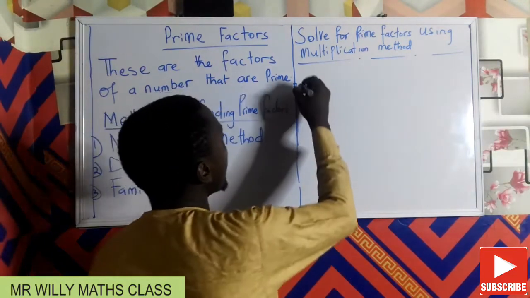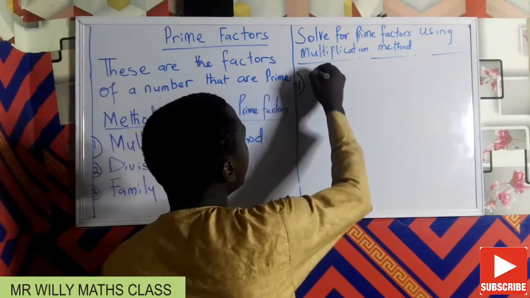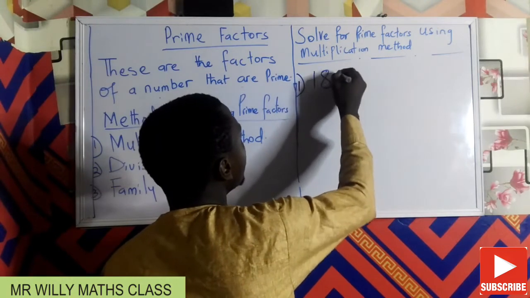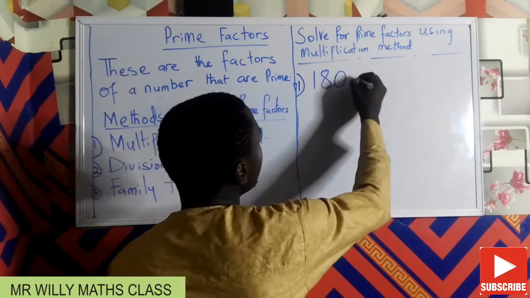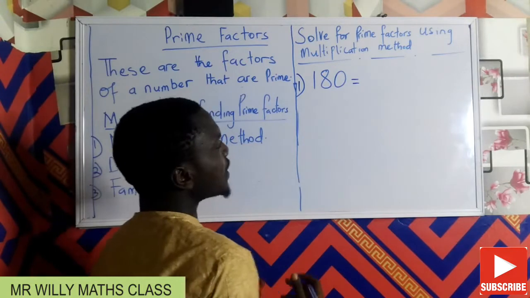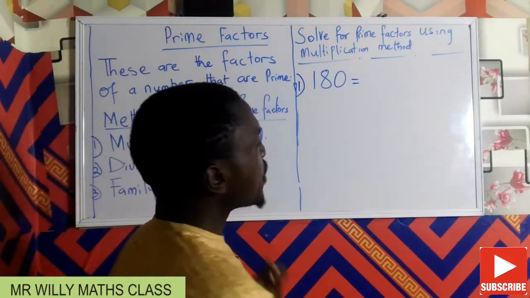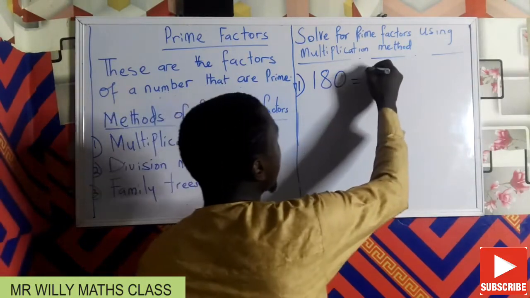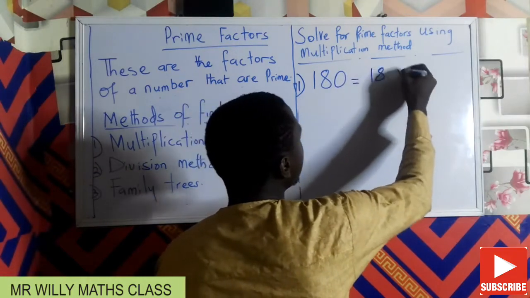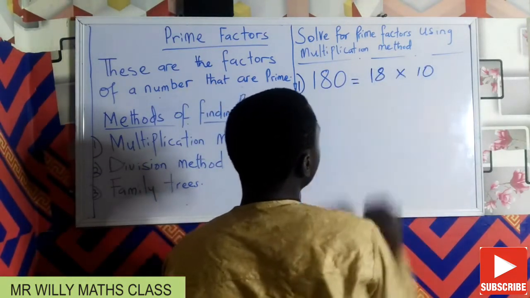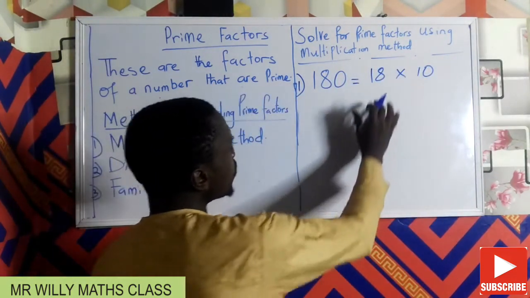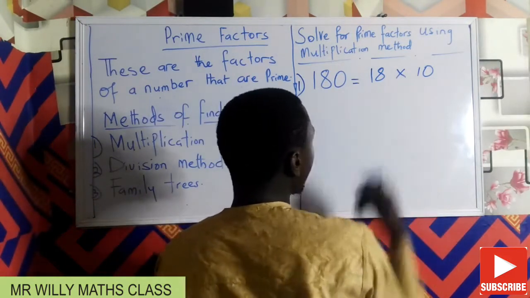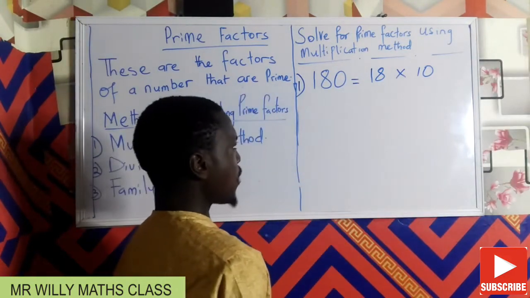Let's assume that you are asked to find the prime factors of 180. So the first step is that you think of 2 numbers that if you multiply them with each other, will give you 180. For example, 18 times 10 will give you 180. But the problem with this is that both 18 and 10 are not prime factors. So what are you going to do?